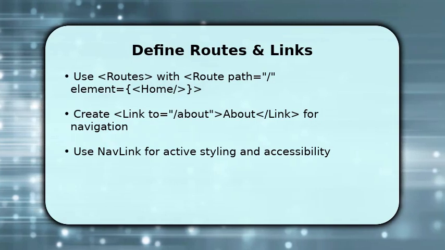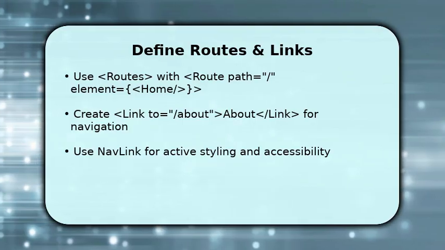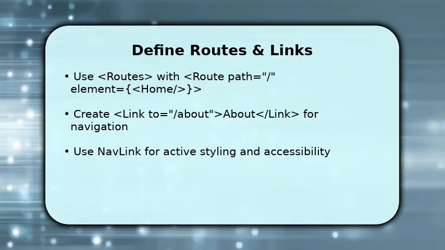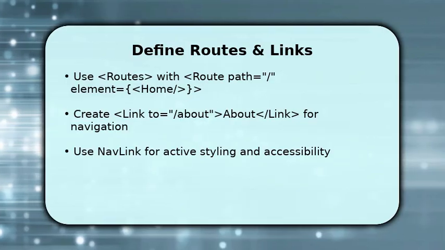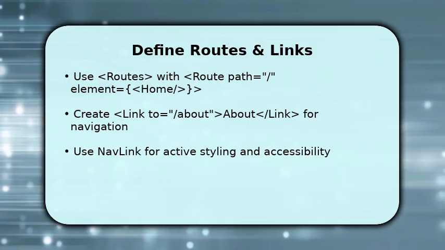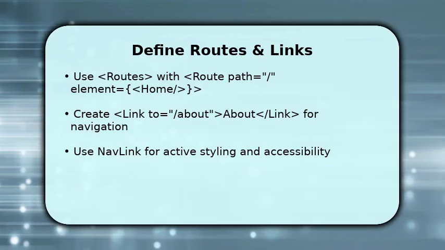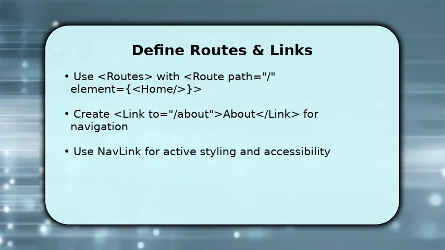Now define the route map inside App.js. Import Routes, Route, Link, NavLink. Inside your component return <Routes> and add <Route path="/" element={<Home />} /> plus <Route path="/about" element={<About />} />. Replace anchor tags with <Link to="/about"> to avoid page reloads.